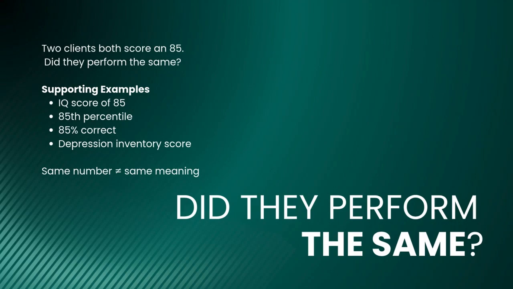So imagine two clients both receive a score of 85 on an assessment. Did they perform the same? At first glance, most people would say yes, same score, same outcome. But in assessment, numbers without context can be incredibly misleading. An 85 on an IQ test means something very different than an 85 on a depression inventory. An 85th percentile ranking means something completely different than answering 85% of questions correctly.